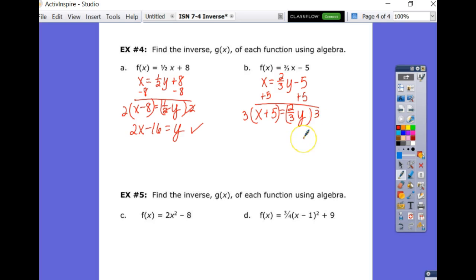And when I do that, what happens to the 3's on the right-hand side? They cancel, and that leaves me with 2y, right? I'm going to distribute the 3 on this side. And then to finish the problem off, what do I do? Divide by 2.